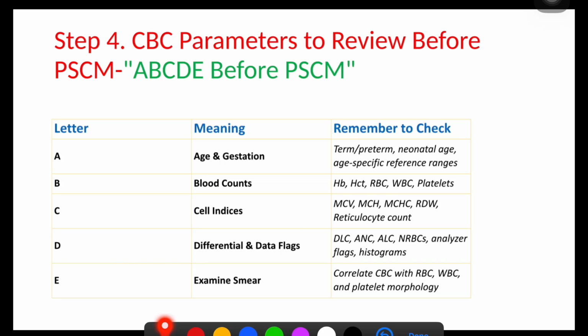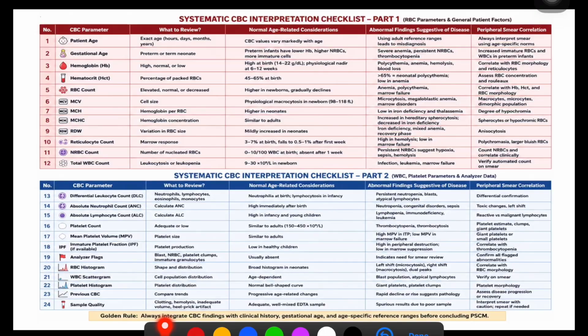C for cell indices, look for MCV, MCH, MCHC, RDW, reticulocyte count. D for differential and data flags. E for examine smear. So correlate CBC with RBC, WBC, and platelet morphology.